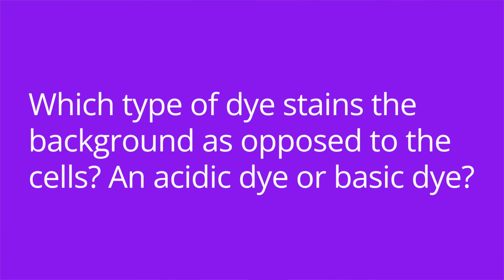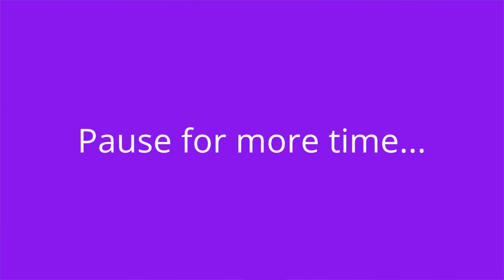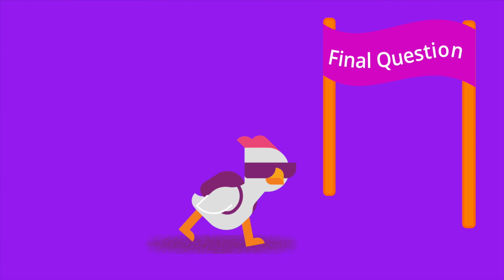Number 2. Which type of dye stains the background as opposed to the cells? An acidic dye or a basic dye? The answer is an acidic dye. Number 3. A blank stain uses a single dye to visualize the size, shape, and arrangement of cells. The answer is simple.